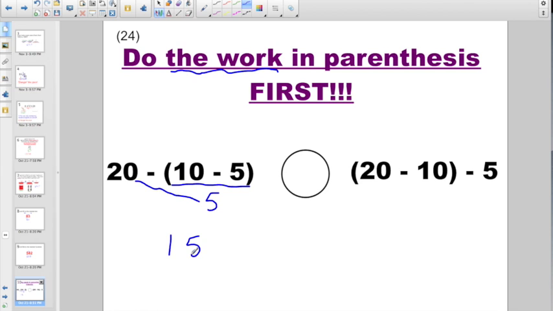Watch how it plays out on the other side. Same digits, different parentheses. 20 minus 10, hey, that's 10. Take that answer, subtract it from the other one. 10 minus 5, that's 5. You're comparing 15 to 5, and it's very easy to see if you do the work.